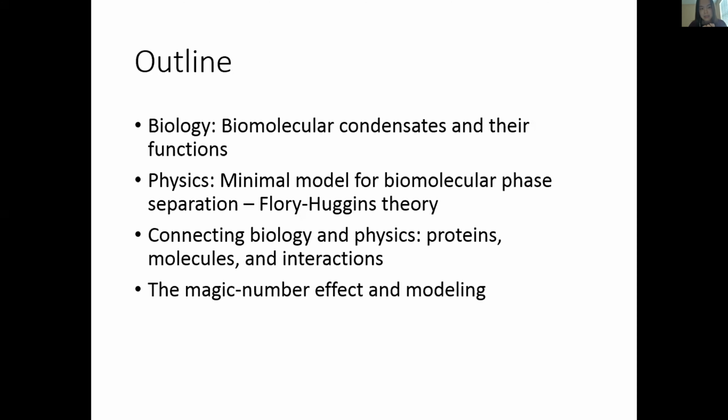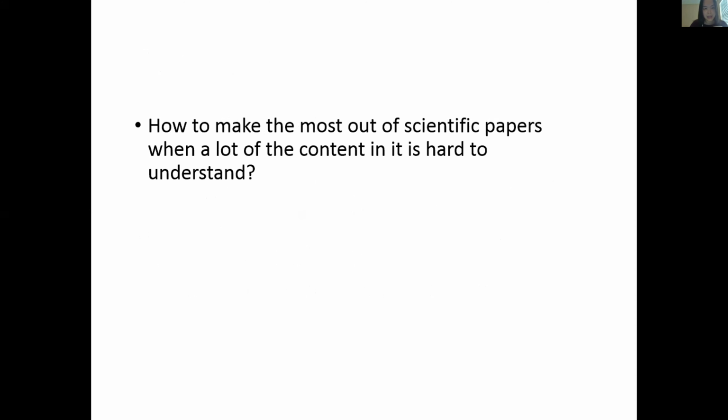And finally, there are a set of specific questions asking about the magic number effect, and also asking about different methods of modeling the intracellular phase separation. So I will be covering the first 2 points today, and later on, Ben will be covering the last 2 points.